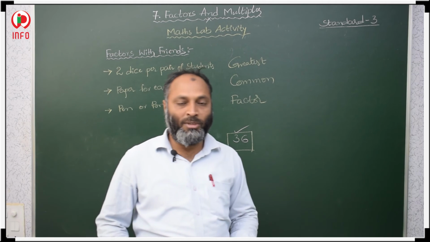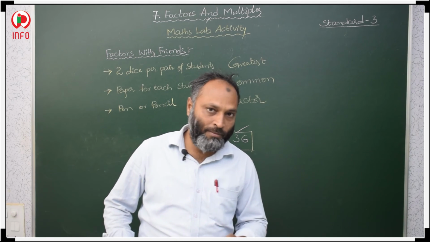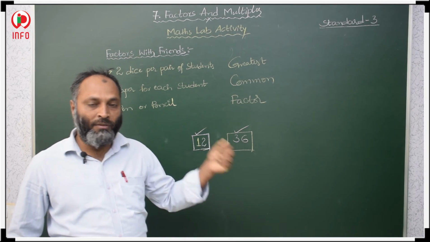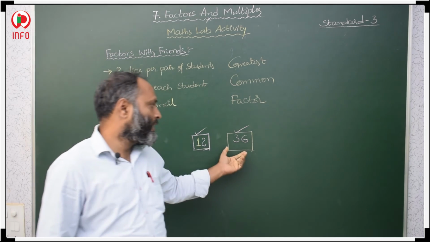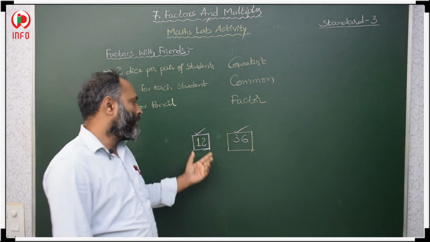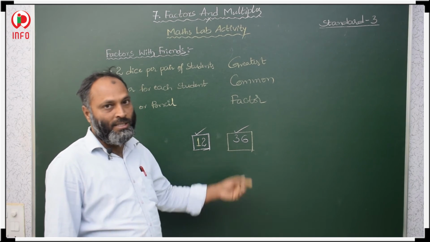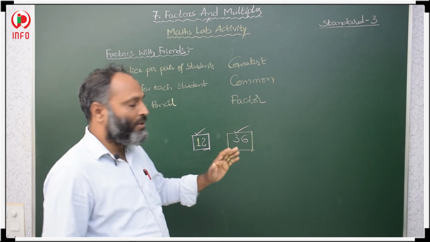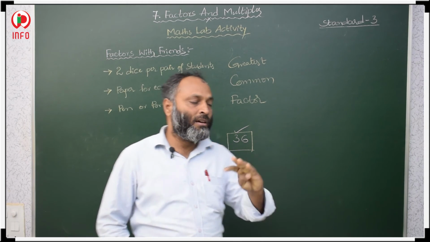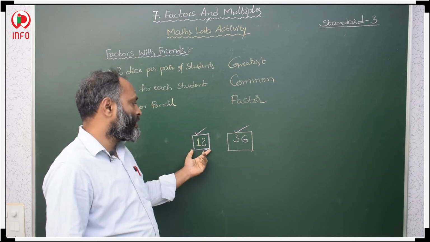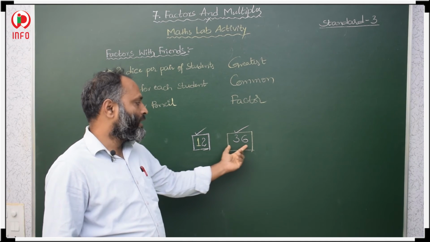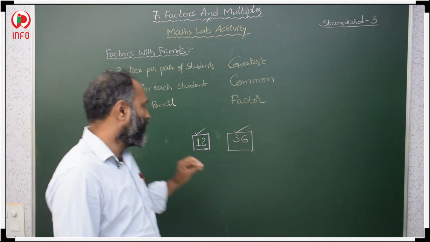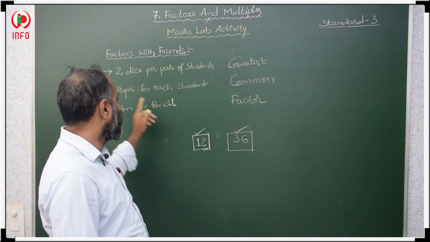After rolling the dice 2 times, that is, 2 dice at a time, you get one 2 digit number, and if you roll one more time, you get another 2 digit number. After getting these 2 digit numbers, you have to find the factors. Suppose 4 groups are there; all 4 groups have to write down these 2 numbers. One is 12, the other one is 36. Write 12 and 36 on your paper.